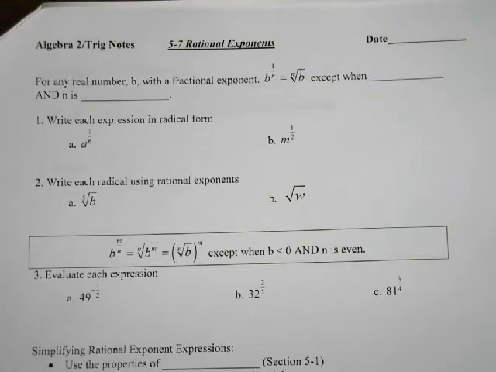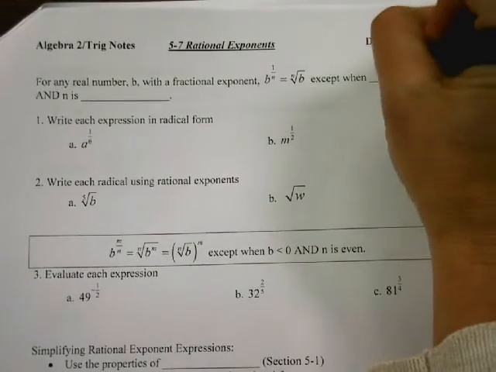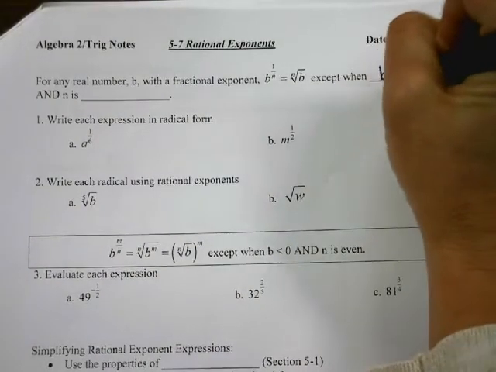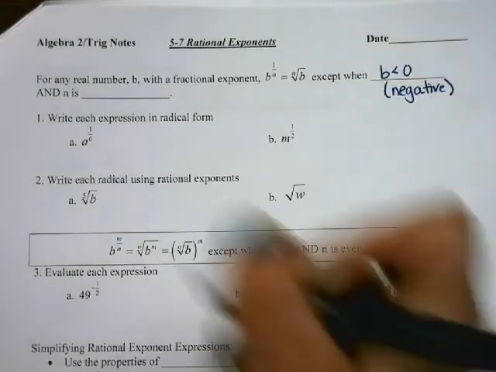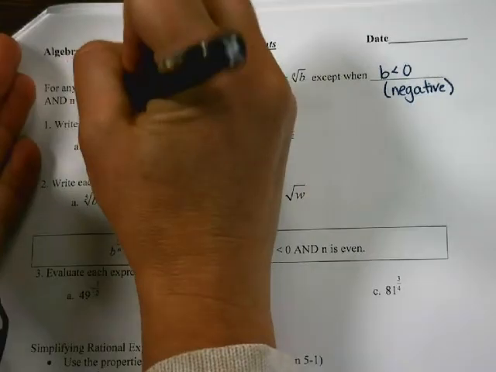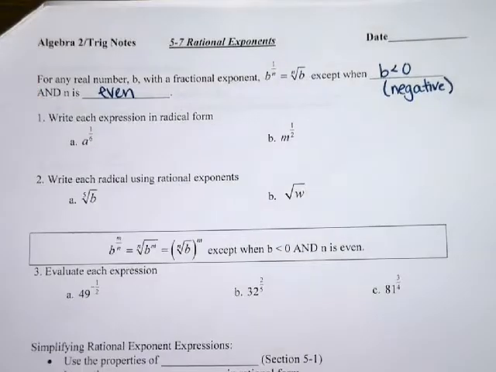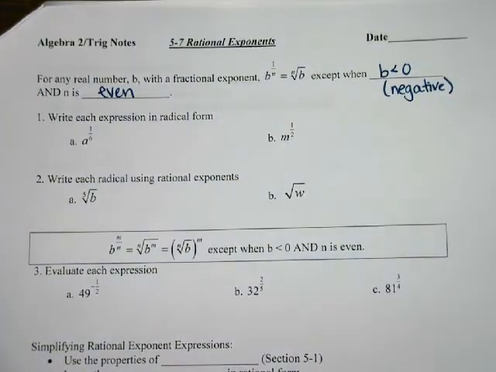Okay, so we're on page 4, rational exponents. For any real number b with a fractional exponent, b to the 1 over n is equal to the nth root of b, except when b is less than 0, or negative, and n is even. Okay, let's investigate that for just a second.